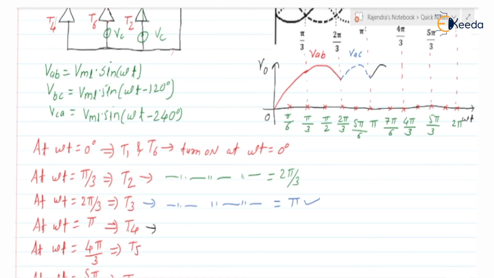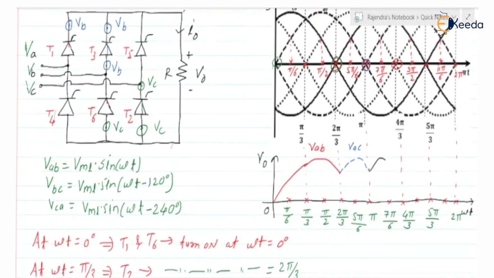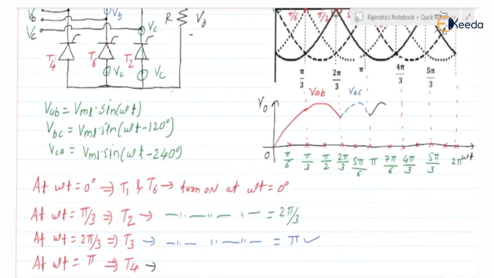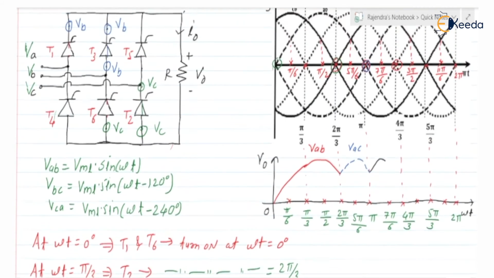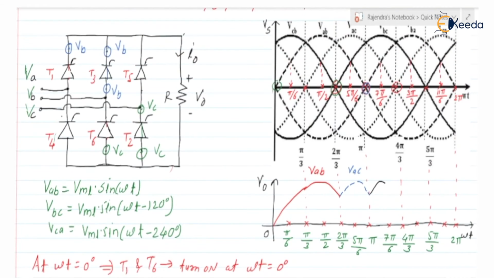Again, by keeping the same logic, at omega t is equal to pi we need to apply the gate pulse to thyristor T4. But please check, when thyristor pair T2 T3 are in the on state, what is the status of T4? This is T4. What is the voltage at the cathode of T4? It is VA.